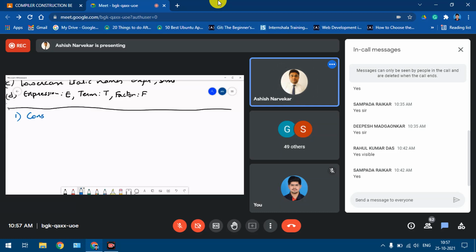Say, consider the language L equal to a raised to n, b raised to n, where n is greater than or equal to 1. So we are given that the language is so and so, that is it is a raised to n, b raised to n. Now what this implies is that this language will consist of strings with this particular combination, a raised to n, b raised to n.